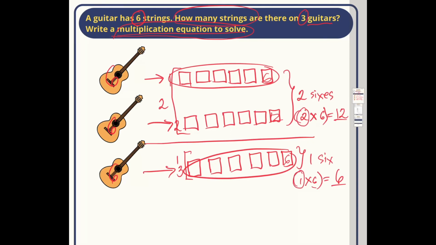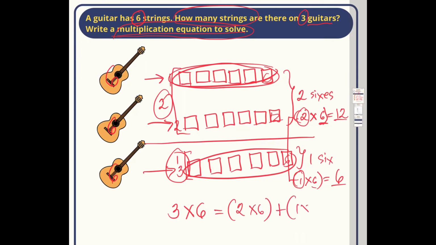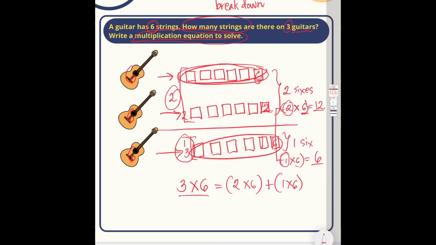Now we can put the number sentences together by adding. Remember the strategy that we did yesterday about adding? So this is basically 2 plus 1 is 3. 3 groups of how many in each row? 6 is equal to 2 times 6 plus 1 times 6. And we can say that it's true because 3 times 6 is 6, 12, 18.